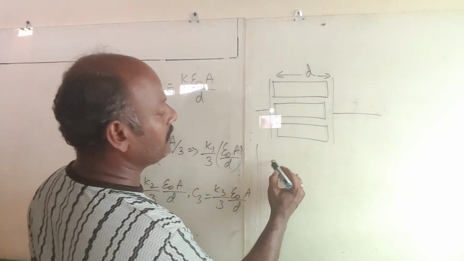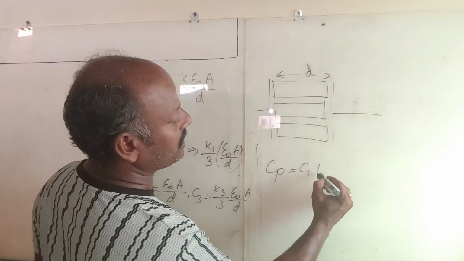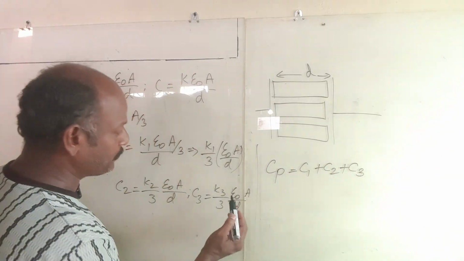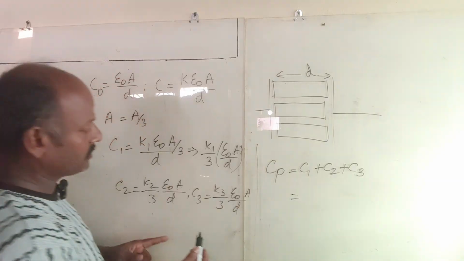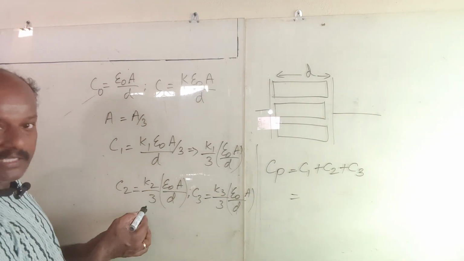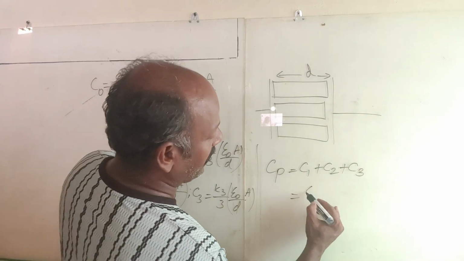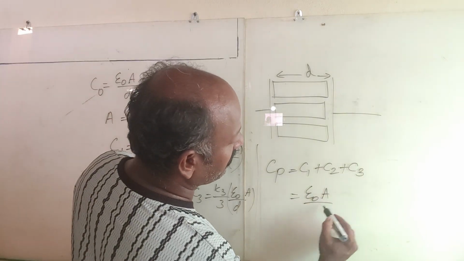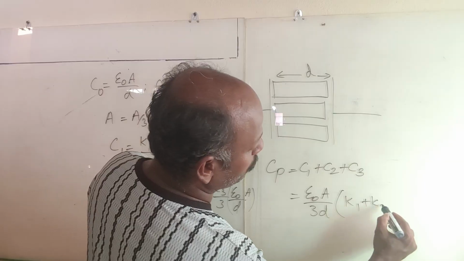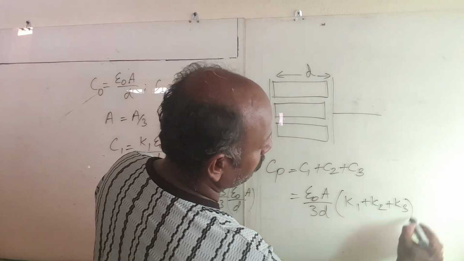For the parallel combination, Cp will be equal to C1 plus C2 plus C3. When I substitute the values, the common term is epsilon naught A by D divided by 3. So Cp is equal to epsilon naught A divided by 3D into K1 plus K2 plus K3.